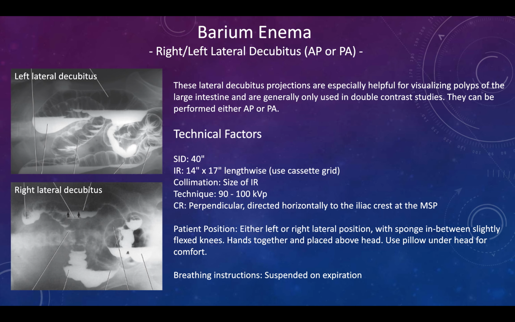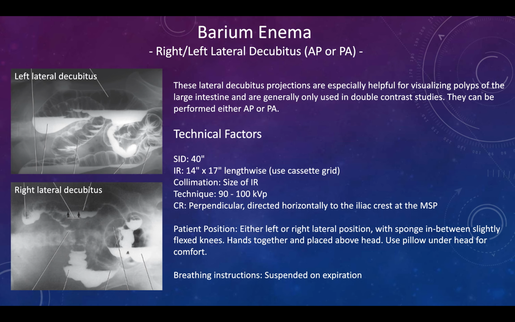We can also do either a right or a left lateral decubitus. These lateral decubitus projections can be done AP or PA. These lateral decubitus projections are especially helpful for visualizing polyps of the large intestine, and are generally only used in double contrast studies. They can be performed either AP or PA.